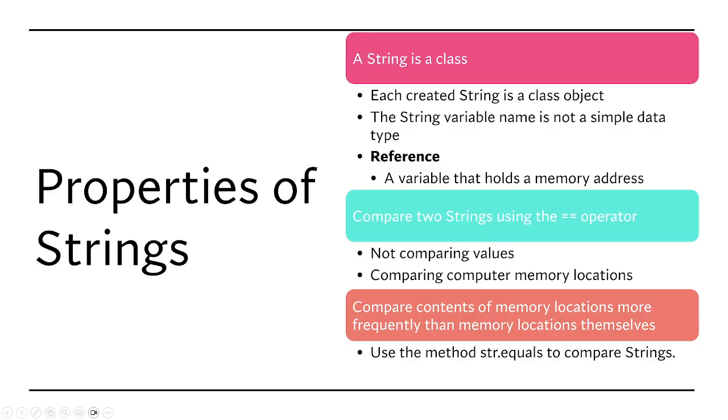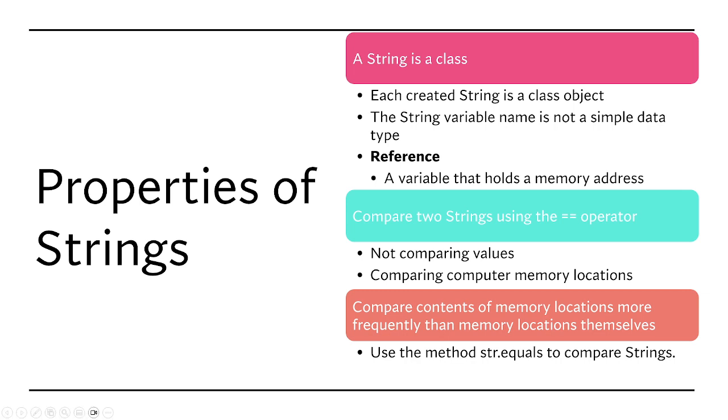Just so you know, a string is a class. Each created string is a class object. Therefore, the string variable name is not a simple data type. In fact, it references a memory location and it doesn't reference an actual value. So that has its own problems when we try to compare two strings. If you compare two strings using the double equals operator, you're not comparing values at all. You're comparing computer memory locations. And for that reason, two equal signs is not the best way of handling things. Usually we want to compare the contents more than the memory locations.